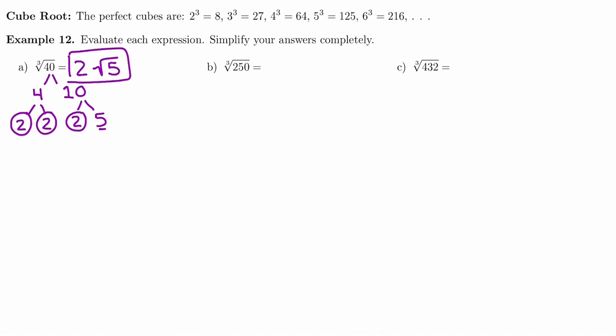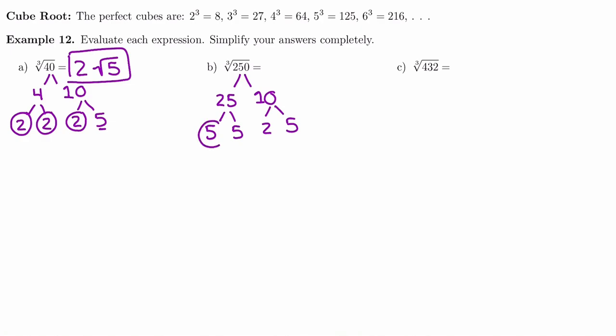I have the cube root of 250. To simplify that, I'm just going to try to break it down into primes. So 250, I might think 25 times 10. There are lots of ways to break this down. We'll all get to the same place. But 25 is 5 times 5. 5 is prime, so I'm going to stop there. And 10 is 2 times 5.